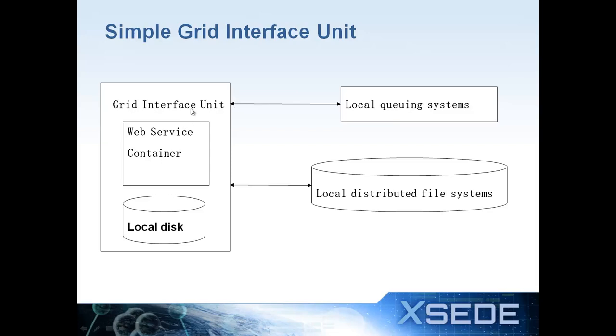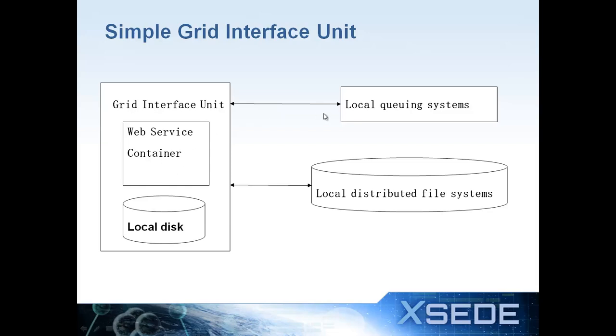So the grid interface unit is going to run a web services container. That's our container. And it needs to have some local disk that it can save information in a database. We found that running databases on network attached storage isn't particularly effective. So we really would like there to be a local disk.